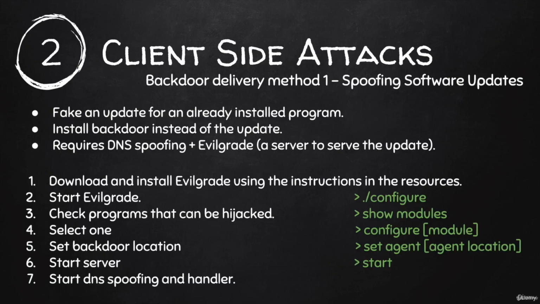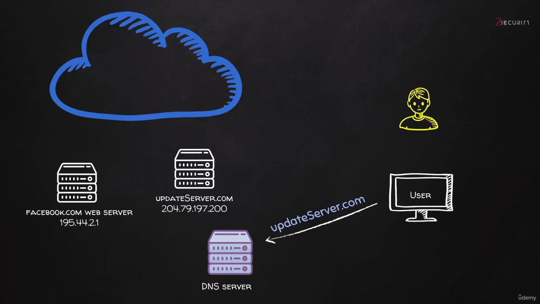It doesn't matter how, but you need to be able to intercept the connections. So you can do this using ARP spoofing, or using a fake access point, as I showed you before, or using any other method that will allow you to intercept the connections. So usually, programs have a specific domain that they use to check for updates.